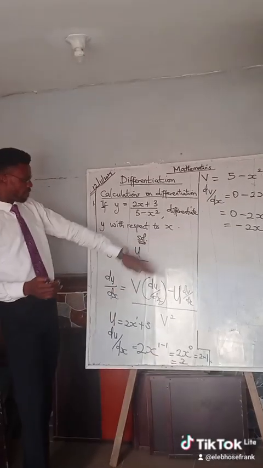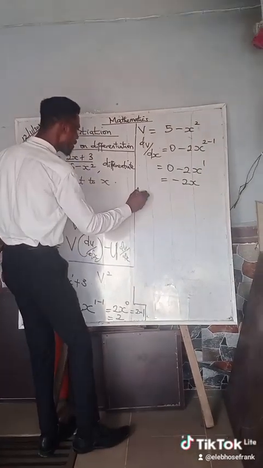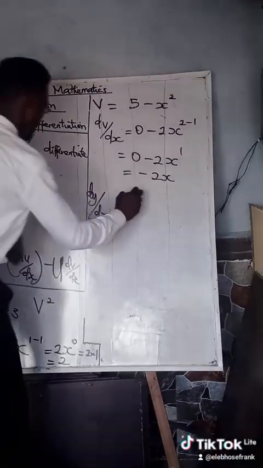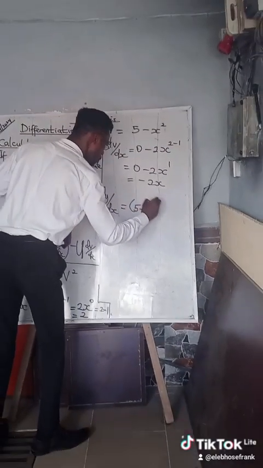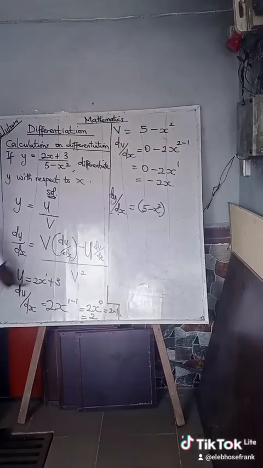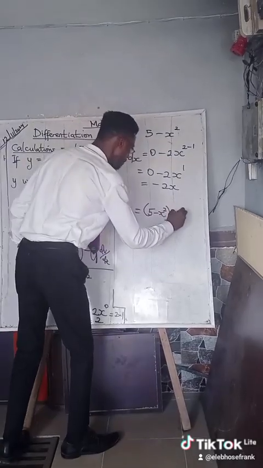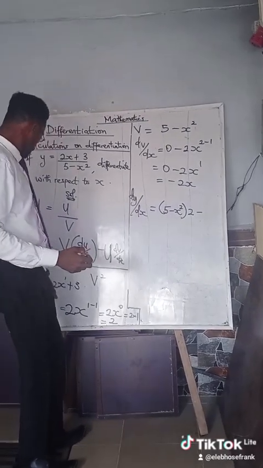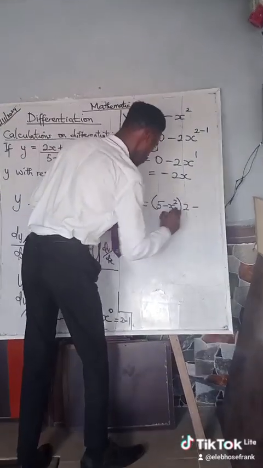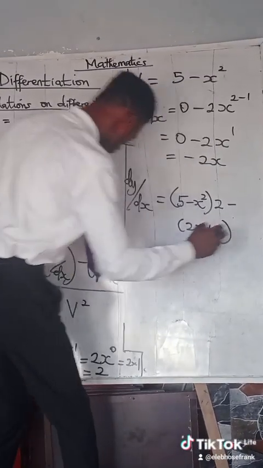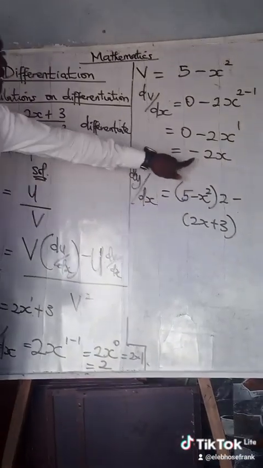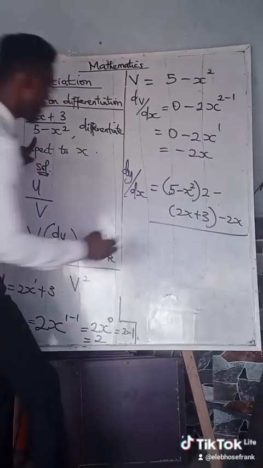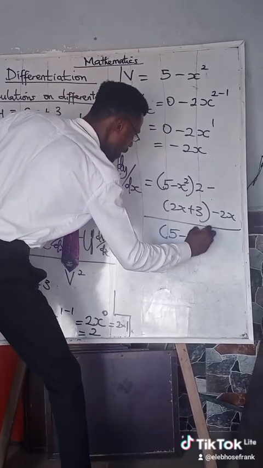Now I can fix it back into my formula. That means dy/dx equals v, we are keeping v constant. What is v? That is 5 minus x². Then du/dx. What's my du/dx? 2. Then minus u, we are keeping u constant. What is my u? 2x + 3. Now dv/dx, differentiating v with respect to x, gives us −2x. Over what? v squared. That's (5 − x²) squared.